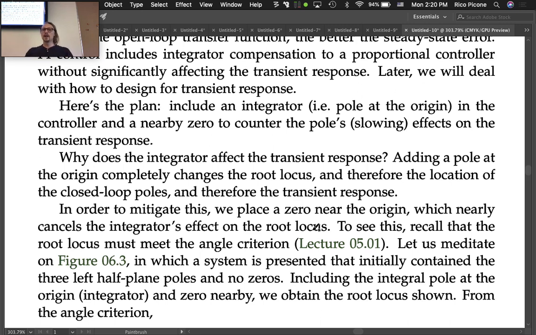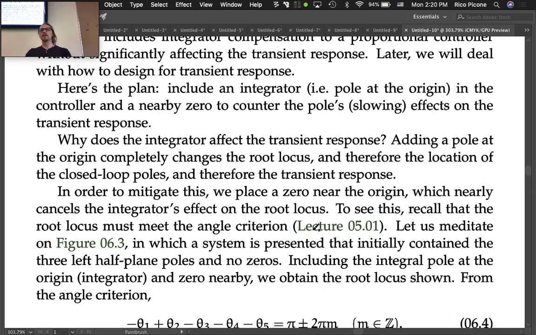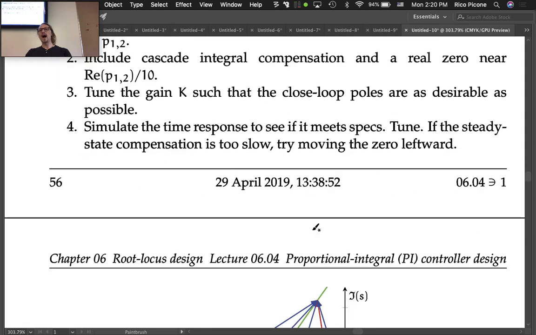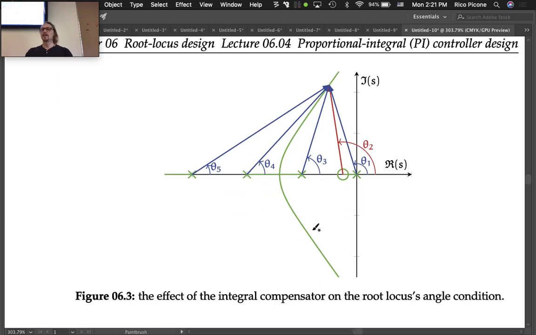So we'll also include a nearby zero to counter the pole's effects. We're going to put that pole at the origin, and then we're going to put a nearby zero to mitigate that change in the root locus. Okay? Okay. So let's use the angle criterion to understand why putting a nearby zero counteracts its effects on the root locus.